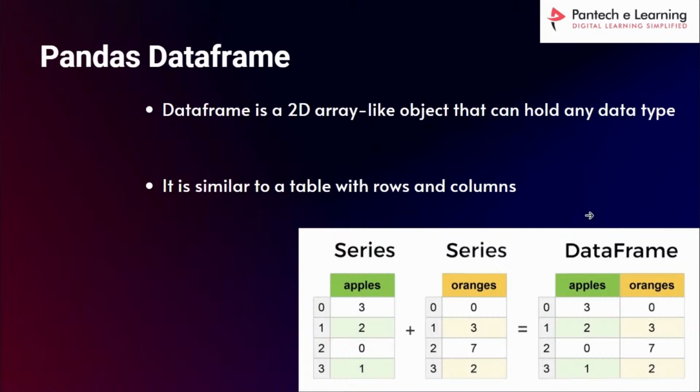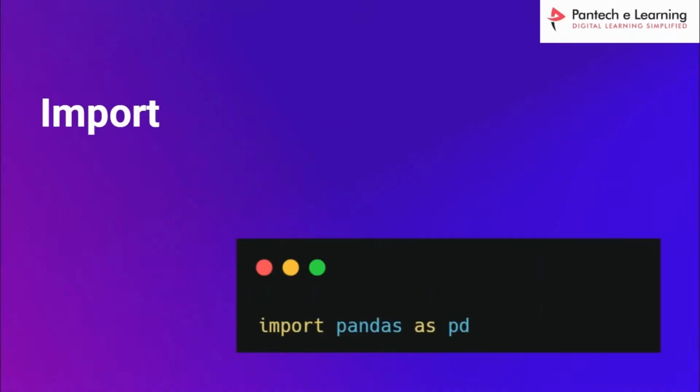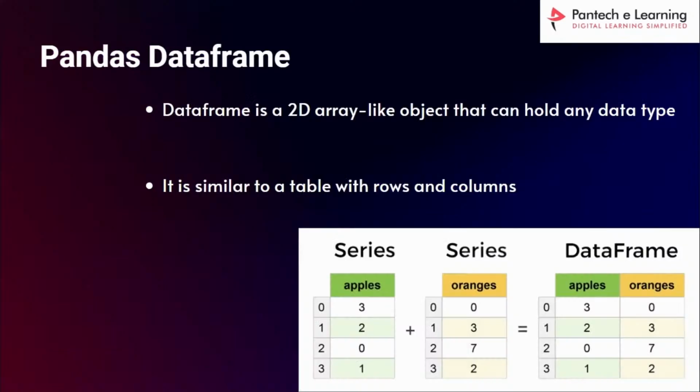And there is also something which is known as pandas data frame. So what is this data frame? So in pandas, like series, we are having something known as data frame. A data frame is a 2D array. Okay, it's a 2D, where a list or series is a one dimensional array. This data frame is a two dimensional array like object that can hold any data type.